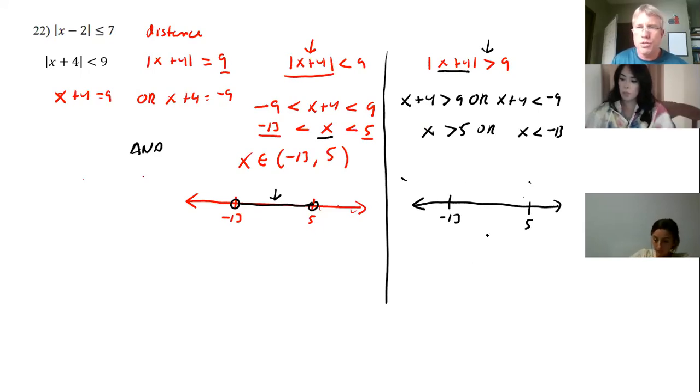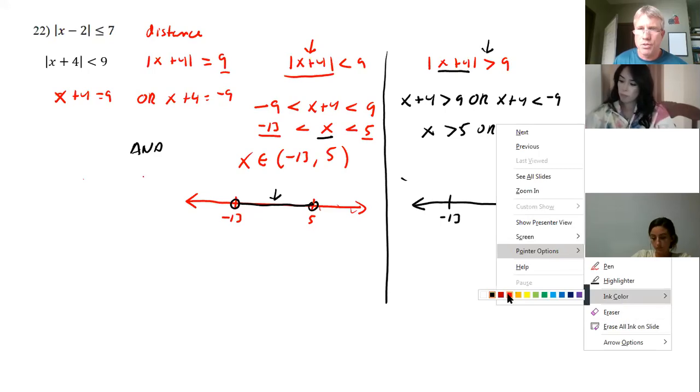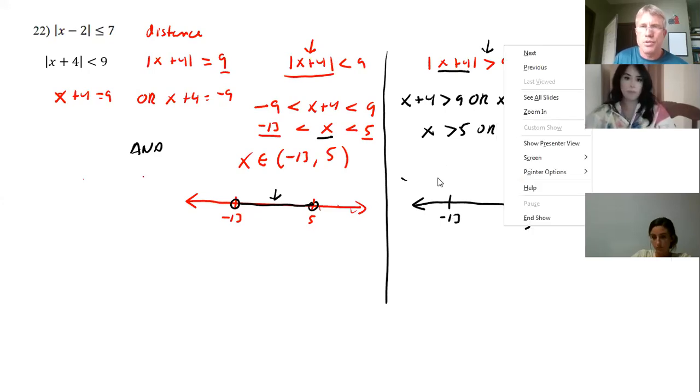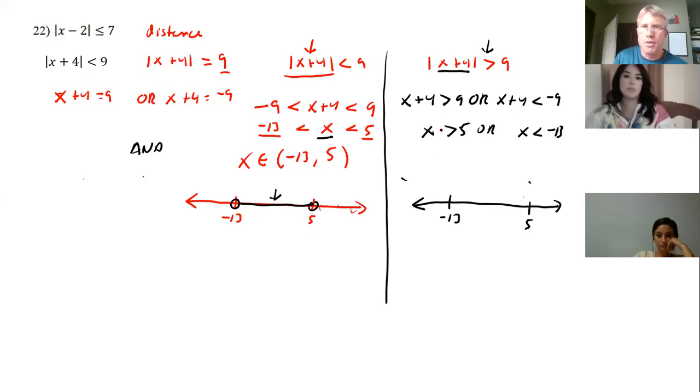Those don't change, but where the solution lives changes. So now I have to be bigger than 5. So to be bigger than 5, I'm out this way. Or I have to be less than negative 13, which means I need to be going out this way.